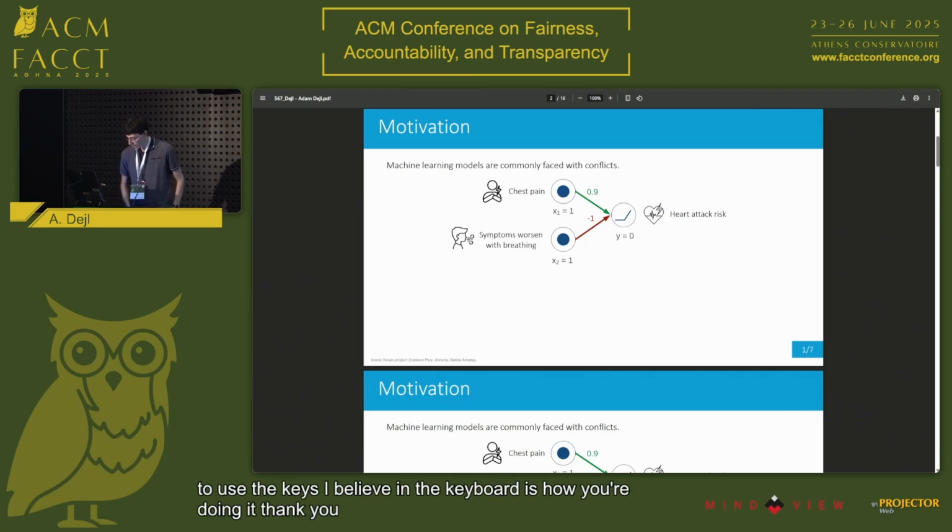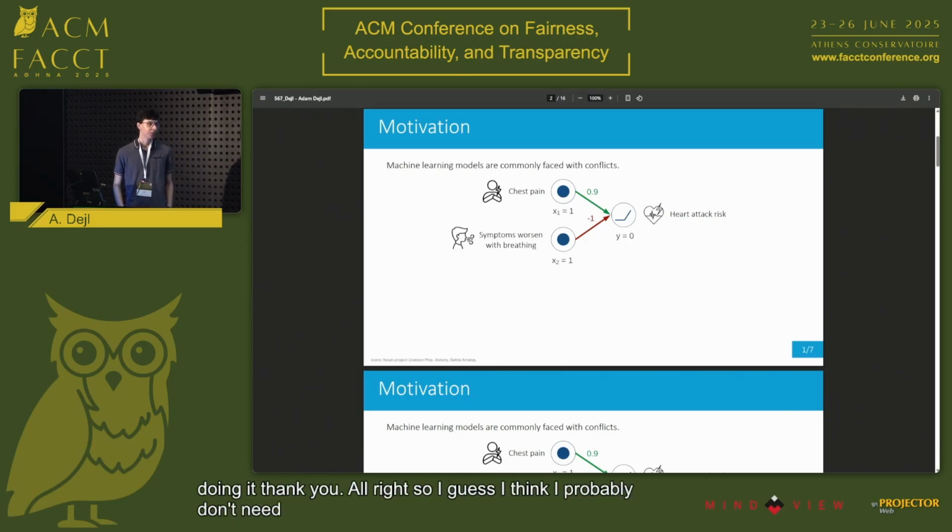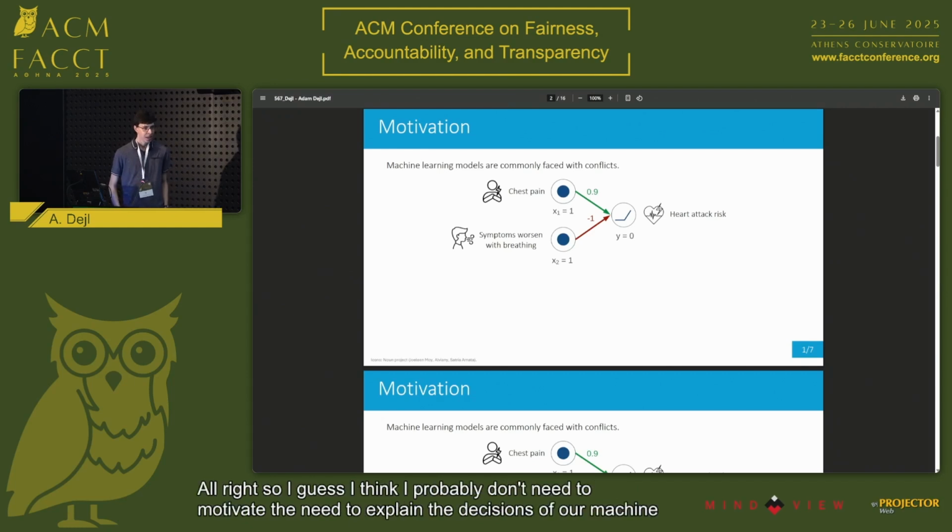That works. Right, so I guess in this setting, I probably don't need to motivate the need to explain machine learning models too much, because hopefully, as coming from the fairness and transparency community, you already appreciate that it's important that we understand the decisions of our machine learning models. But what's true about these models is that quite often they are faced with conflicting information.